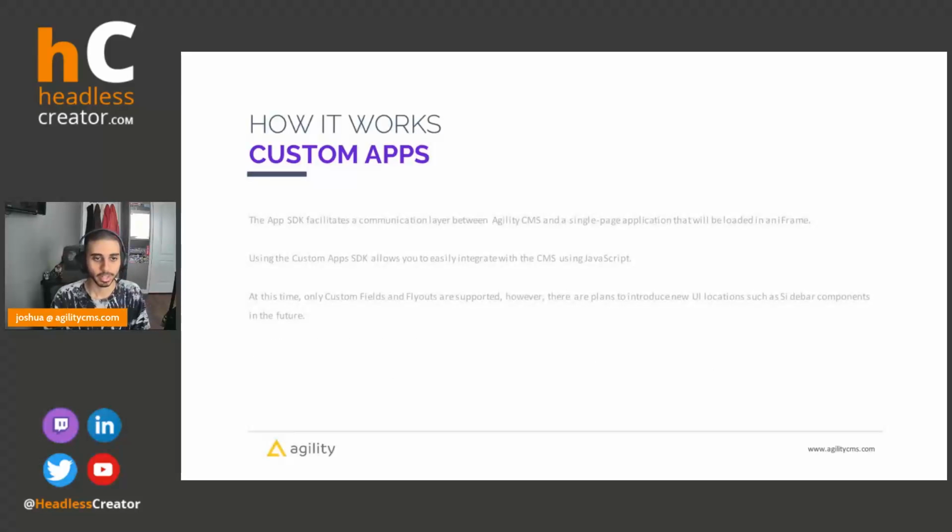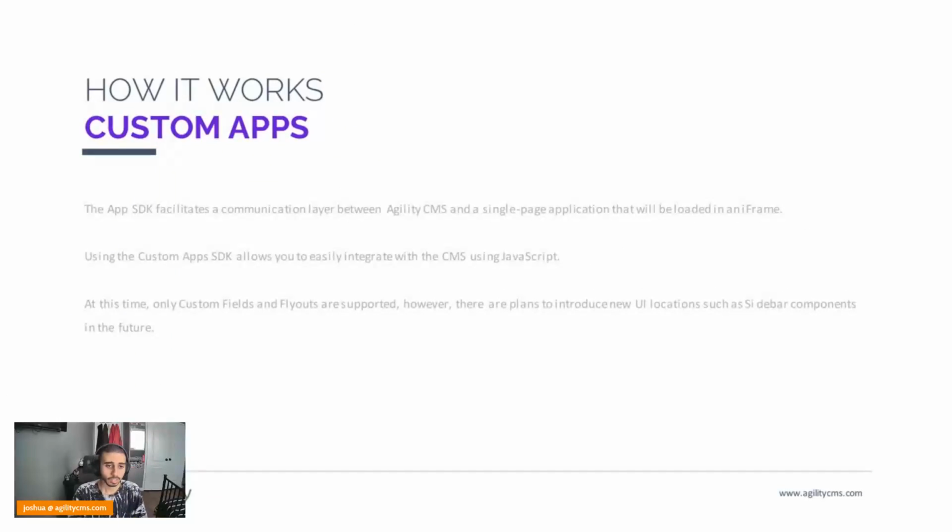Next up, let's talk about how custom apps work. The app SDK facilitates a communication layer between Agility CMS and a single page application that will be loaded in an iframe. Using the custom app SDK allows you to easily integrate the CMS with JavaScript. At this time, only custom fields and flyout actions are supported. However, there are plans to introduce some new UI locations in the near future, such as some sidebar components, which would be a really neat feature.